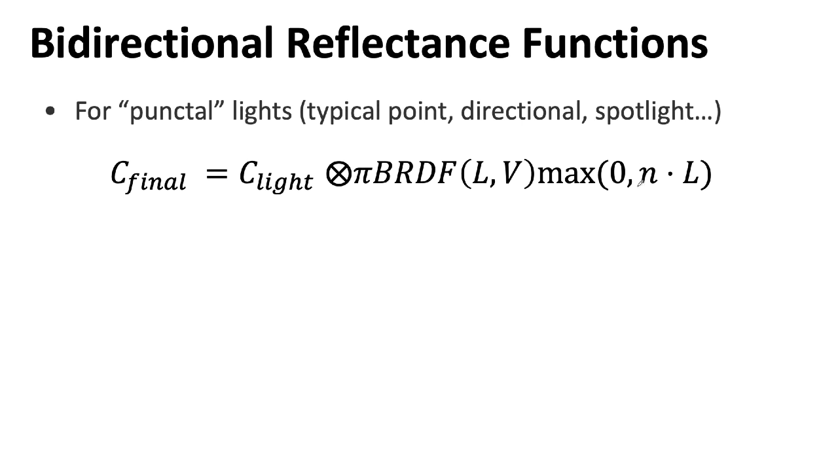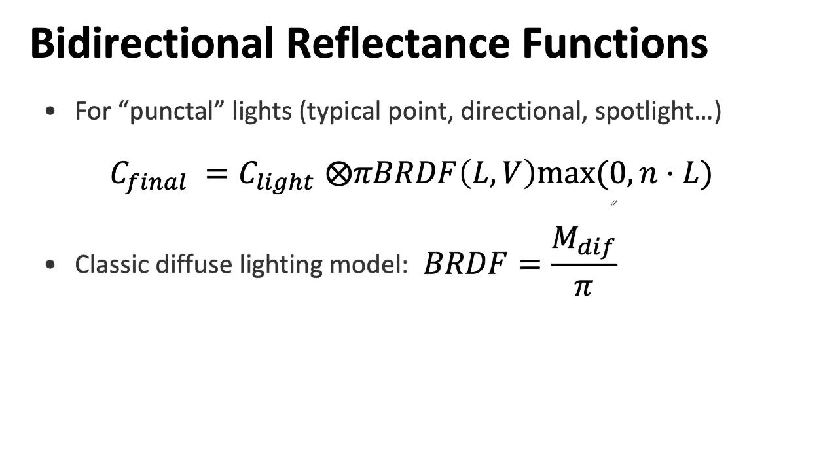We always multiply it by the dot product of n dot l, which gives us the cosine of the angle between the normal of the surface and the light vector pointing out of the surface. Remember, you do need to normalize each of these to have unit norm for that to work. We also include this max operation so we don't light things from the back.